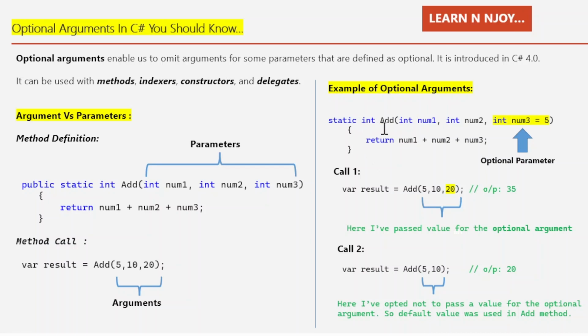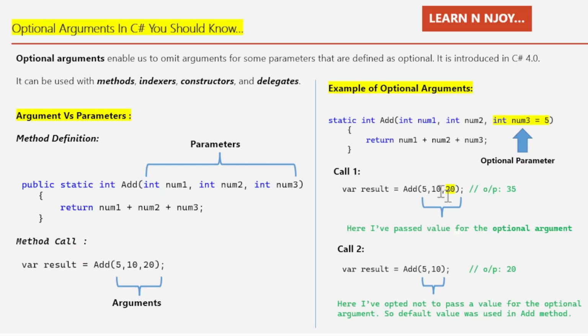There is a static method add that has three parameters. The first two are required parameters and the last one is the optional parameter, where I have provided the default value 5. That's what I have written: int num3 = 5. This method performs the addition operation and returns the result. Now in the method call, in call 1 I have written var result = add(5, 10, 20). These 5, 10, 20 are the arguments, and the yellow highlighted 20 is the optional argument. So here I have passed a value for the optional argument.